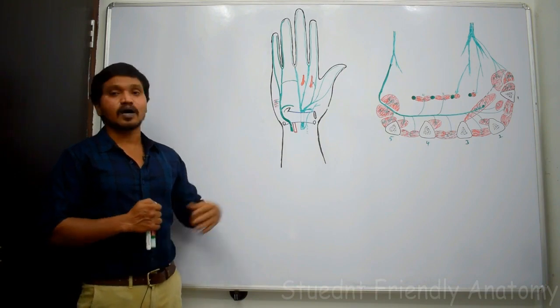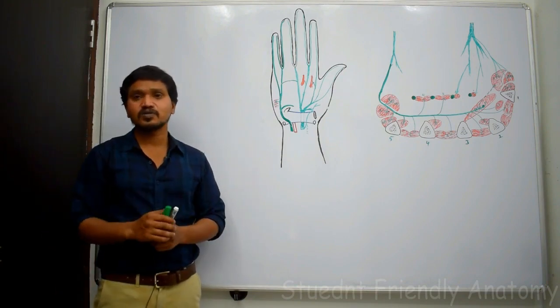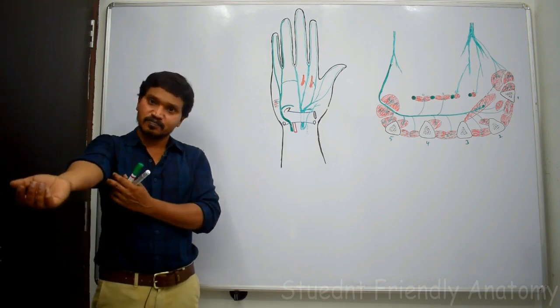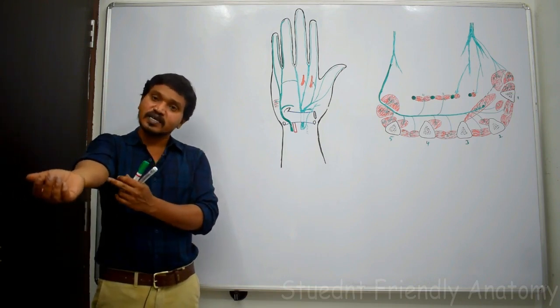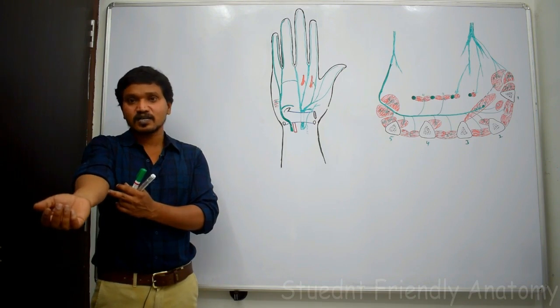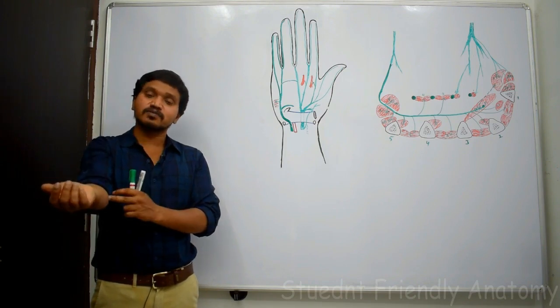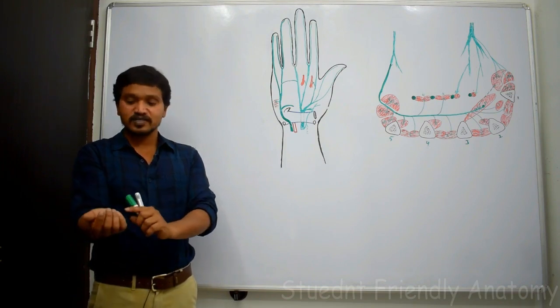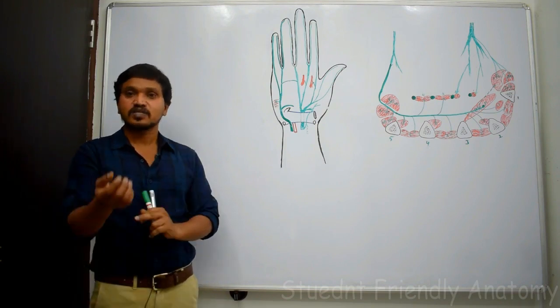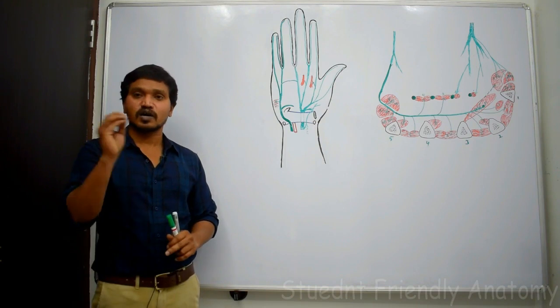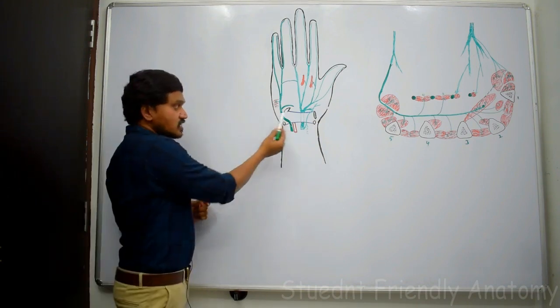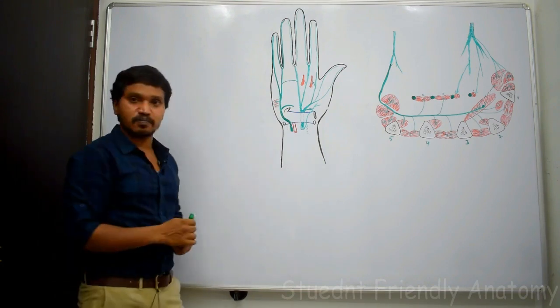Now we will see applied aspects. The ulnar nerve is injured mostly at 3 places. One is behind the medial epicondyle, one is at the cubital tunnel, which means the passage between the two heads of flexor carpi ulnaris, and another is in front of the wrist. These three areas are the most common sites for injury of the ulnar nerve. If there is injury here, what will happen?